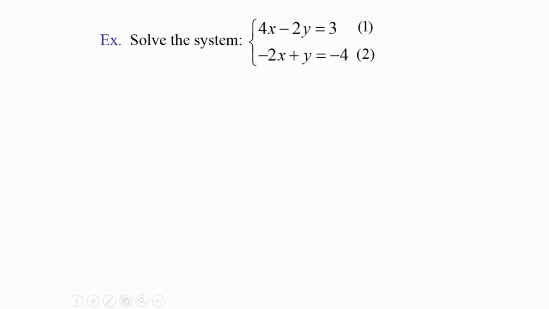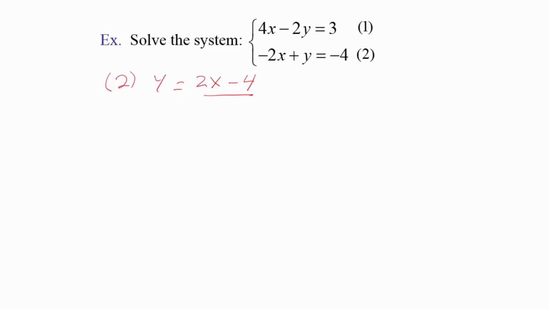Here's another system of equations. Let's solve this one. 4x minus 2y equals 3, minus 2x plus y equals minus 4. Again, let's figure out from the second one. From the second one, let's figure out y. y would be equal to 2x minus 4.